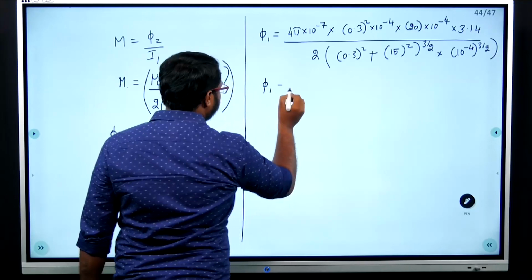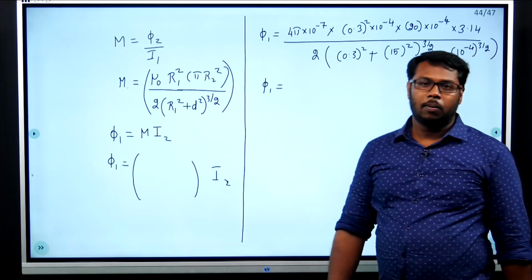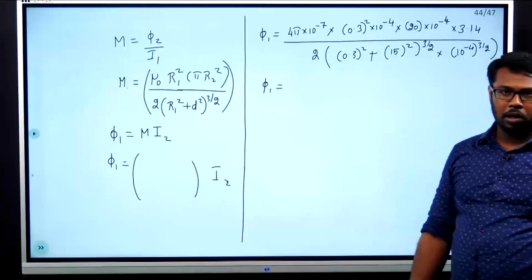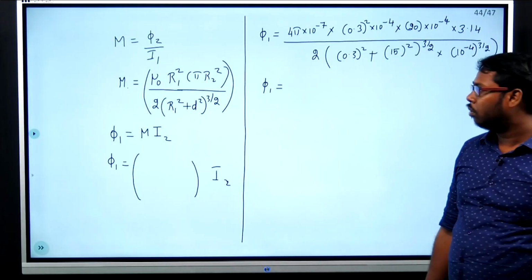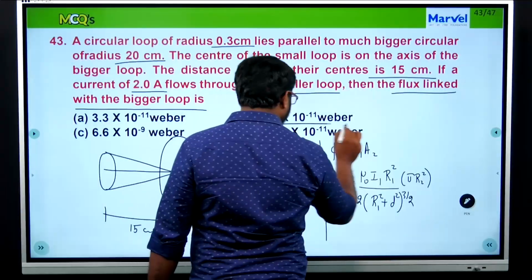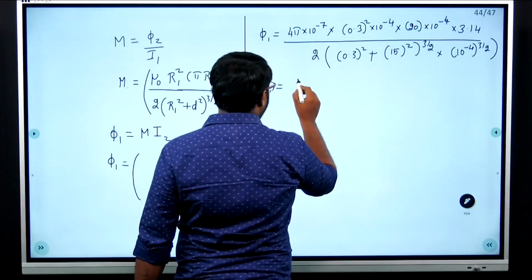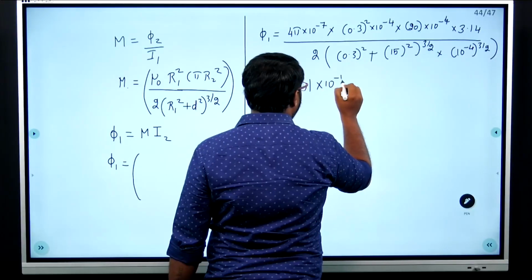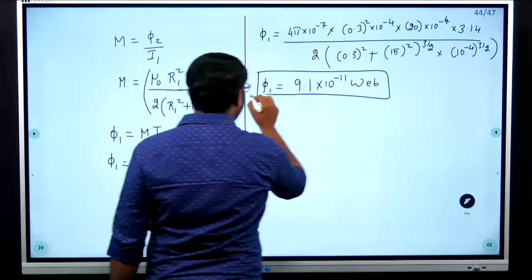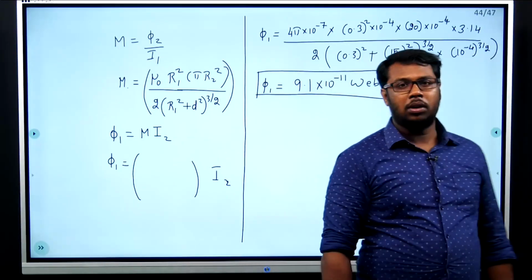Here phi 1 is the flux that we are supposed to calculate, which is linked in the bigger loop. So all that we have to do is the multiplication and division. I'll just leave it to you. The answer that we are supposed to get for this is 9.1 into 10 power minus 11 Weber. That is the answer for the flux phi 1.